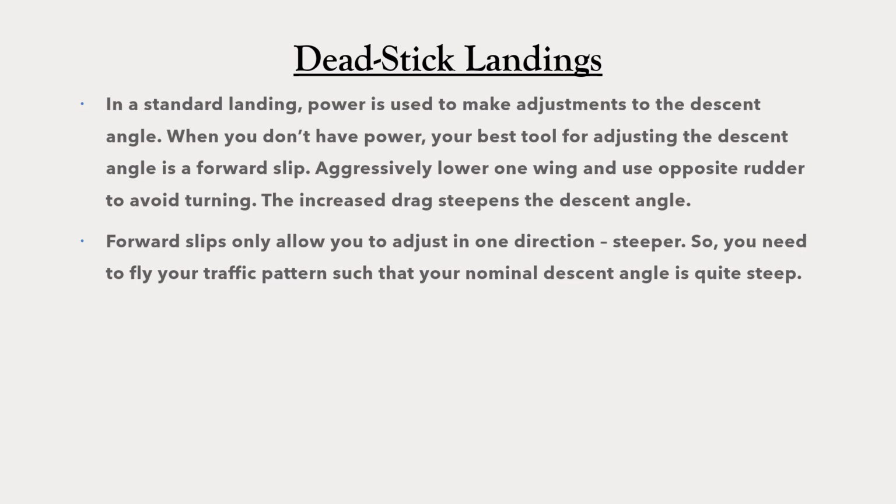So the forward slip allows you to make a change in one direction. You can make your approach steeper, but you can't use a forward slip to make your approach shallower. So you need to fly the traffic pattern such that your nominal or intended descent angle is quite a bit steeper than your power on descent angle. In fact, it should be a little steeper than your power off glide.